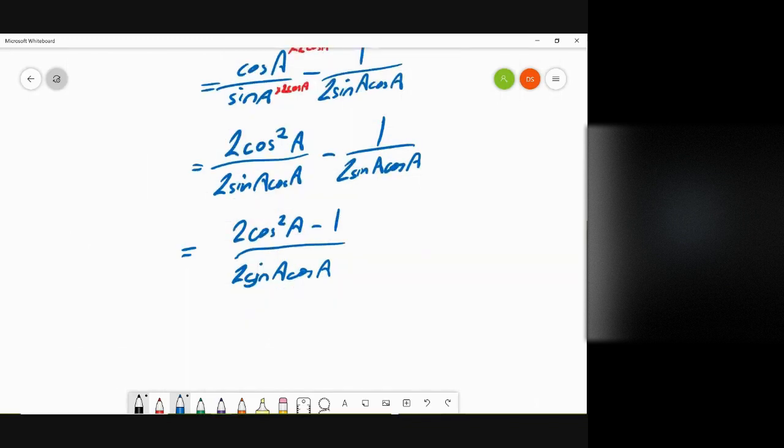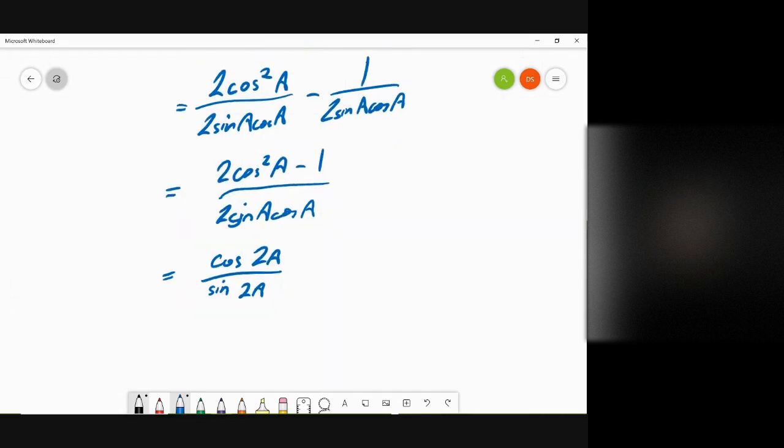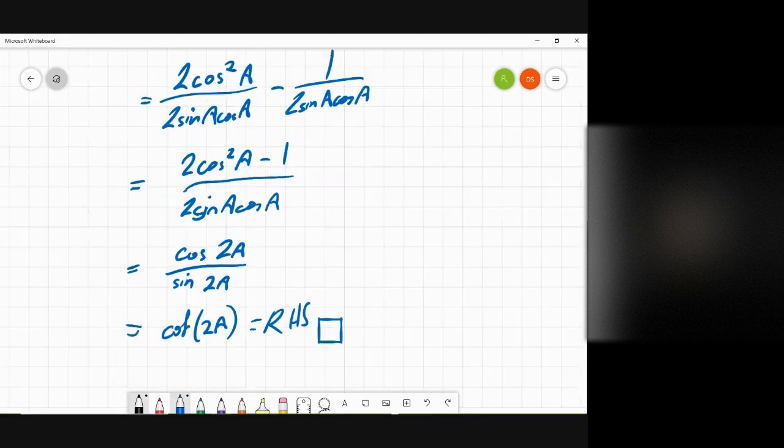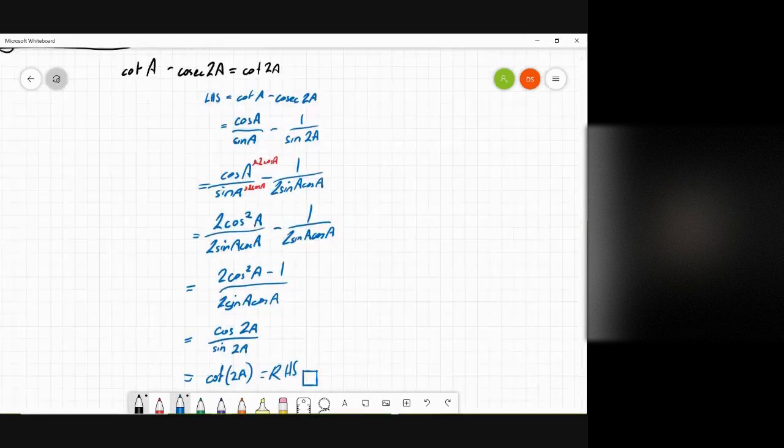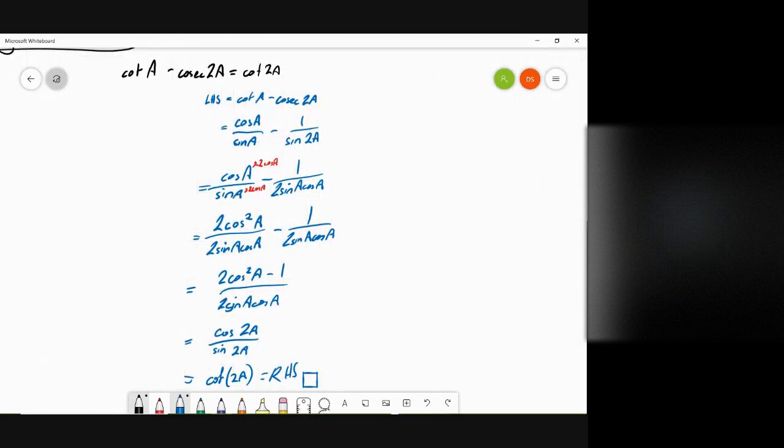Now what? You can make the top into cos 2A. Okay, top is cos 2A. What can I do to the bottom? Make it into sine 2A. Yep. What can I now do? And then that's cot 2A, which is equal to the right-hand side, which is my answer. Yeah? Yep. I was writing it down, sorry. That's okay.